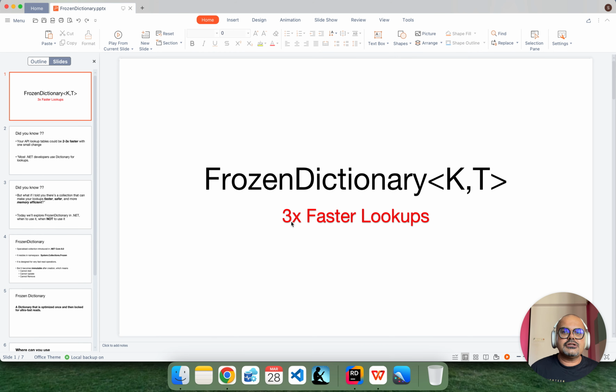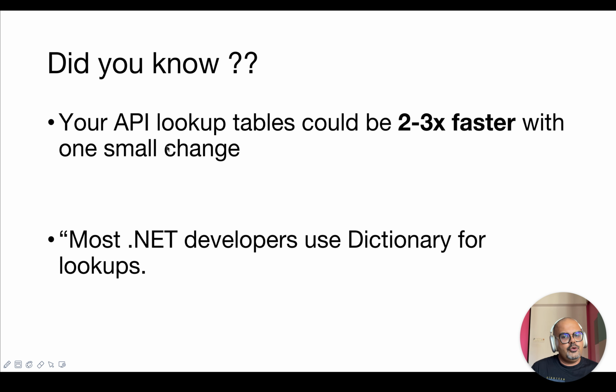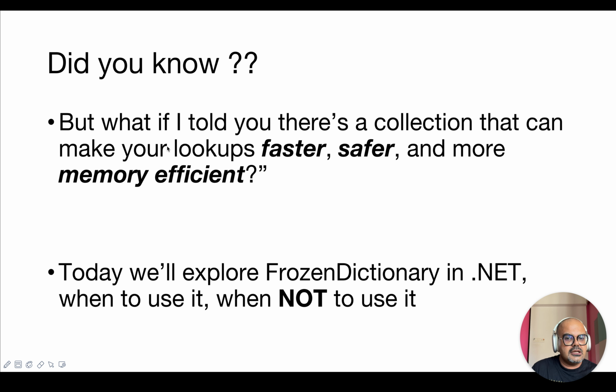Today we are going to discuss Frozen Dictionary in .NET. Do you know that your API lookup tables could be 2x to 3x faster with just one small change? Most .NET developers use dictionary for their lookups in the project. But what if I tell you that there is a collection that can make your lookups faster, safer, and more memory efficient? Exactly. Today we will explore Frozen Dictionary in .NET, when to use it and when not to use it.